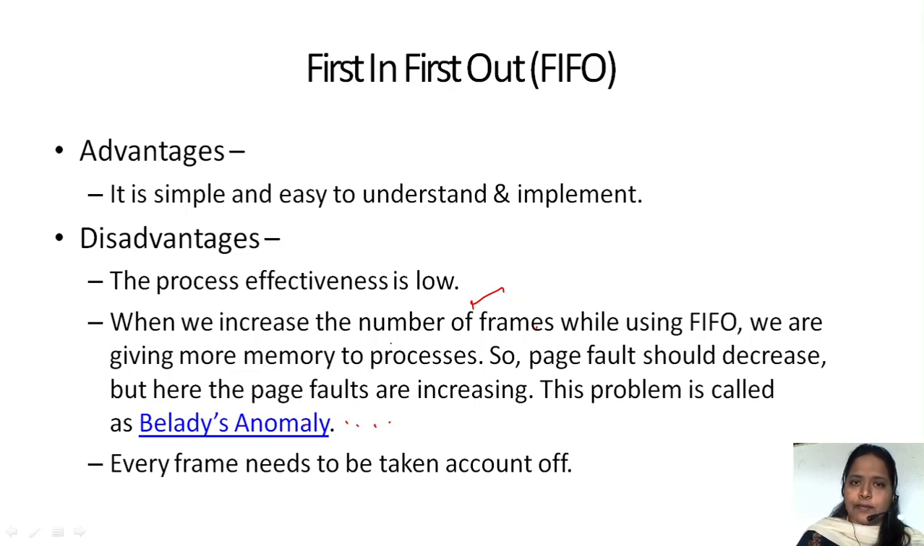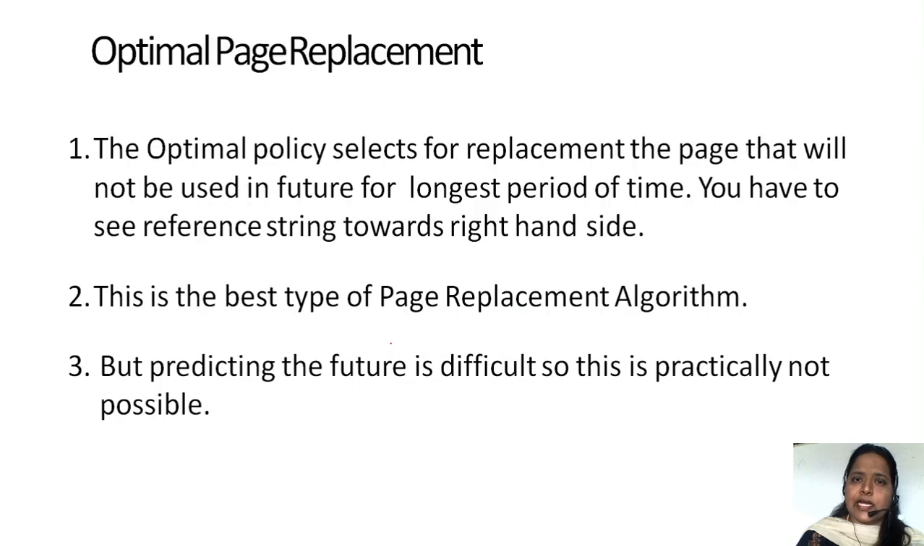The next page replacement algorithm is the optimal page replacement algorithm. What do we mean by optimal page replacement? In first in first out, we saw that the page that came first has to be removed first. But with the optimal page replacement algorithm, if you are going to remove a page from the main memory, we have to check in the future whether that page will be used very soon, or whether it is used only after some time. That time we have to see.